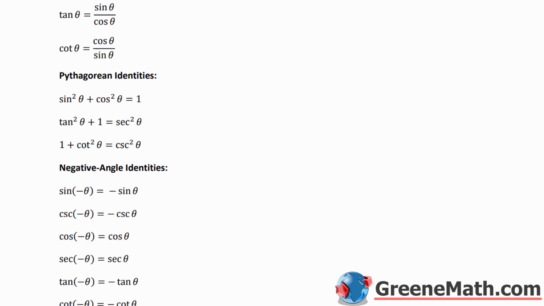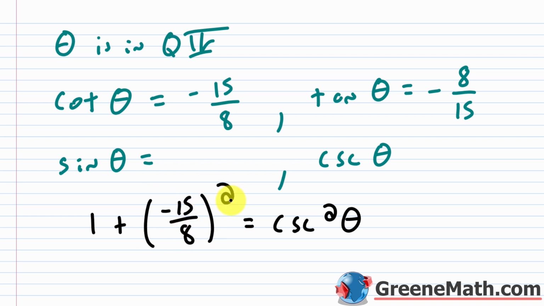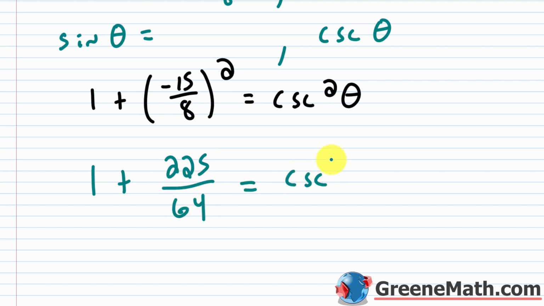So let's take that one right there. 1 plus cotangent squared theta is equal to cosecant squared theta. And we're just going to plug in. We know what cotangent of theta is, but remember this notation a lot of times will trip up students. This is like having the cotangent of theta being squared. So your cotangent of theta is negative 15 over 8, so you would plug that in and then you would square it. Let me scroll down and get some room, I'll come back up. And so if I square this, I'll have 1 plus negative 15 being squared is 225, and 8 being squared is 64, and this equals your cosecant squared theta.